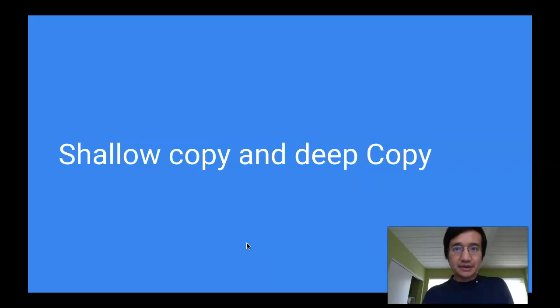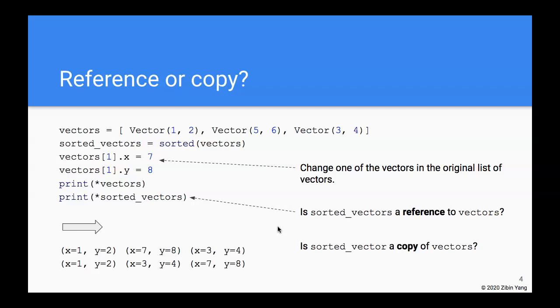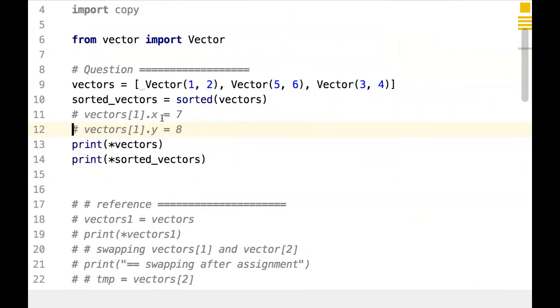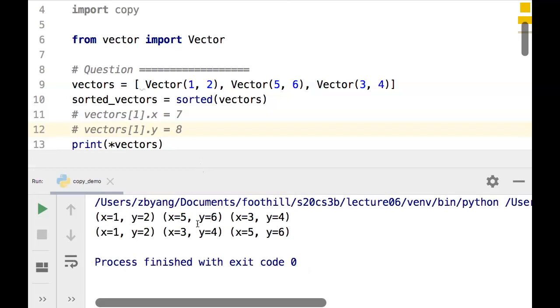Hi, in this video, we're going to talk about shallow copy versus deep copy. So when we talked about the comparison operators for user-defined types, one of the last things that we did was, once the equal and then the LT method were defined for the vector class, we sorted a list of vectors. And so that works.